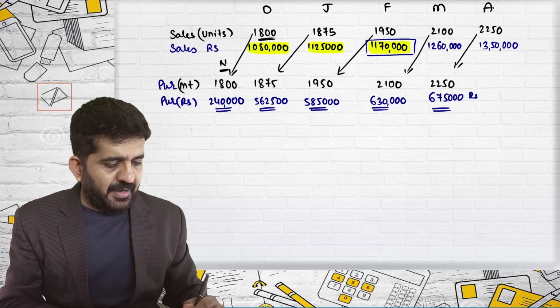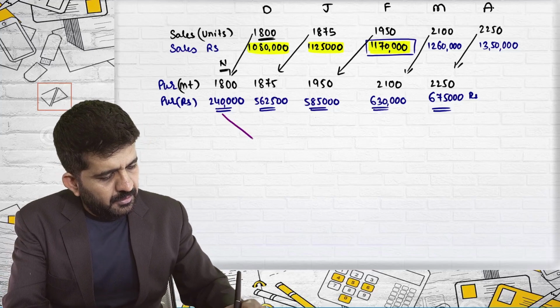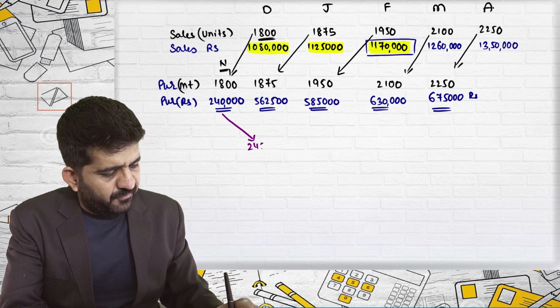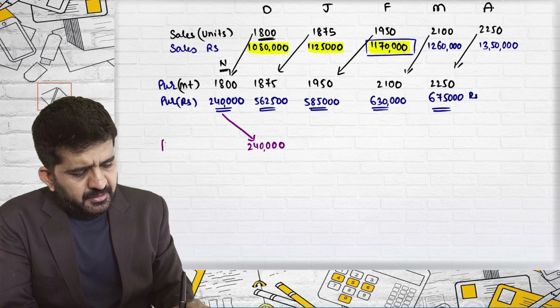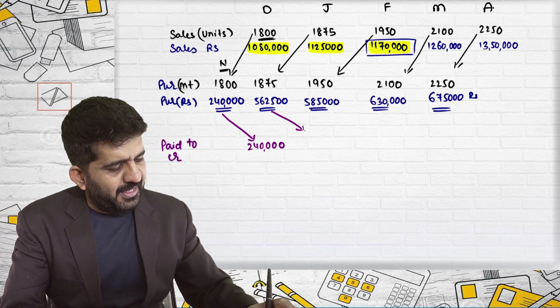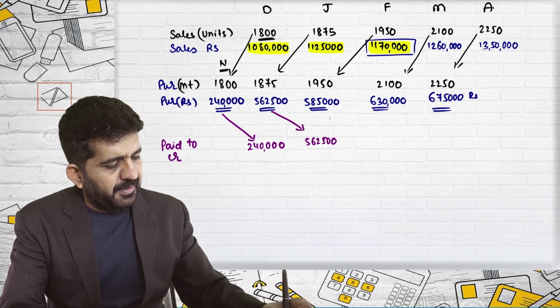Jan will be paid in Feb. So this 2,40,000 will be paid in December. 2,40,000, now it is paid to creditors. This 5,62,500 will be paid in Jan.